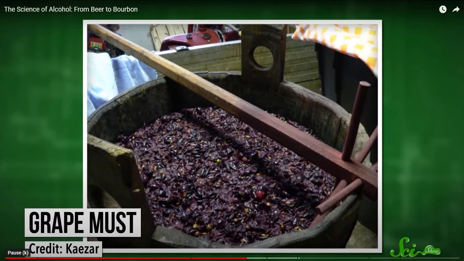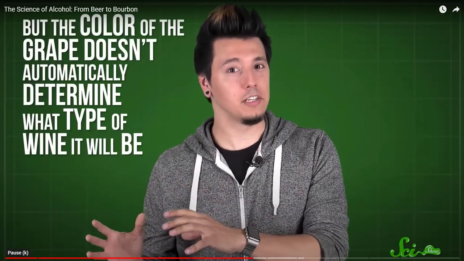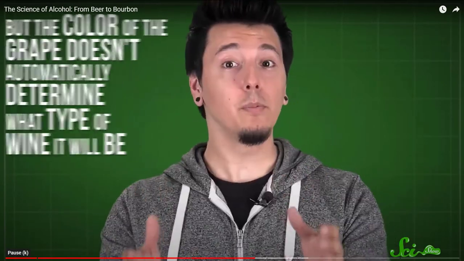Whether the wine is a red or a white usually depends on this step. White wines are often made from green grapes, and red wines are generally made from purple grapes, but the color of the grape doesn't automatically determine what type of wine it will be. In fact, purple grapes can be used to produce both kinds of wine. Leaving the dark grape skins sitting in the must will lead to a red wine, while separating the juices from the skins and pulp quickly will lead to a white wine.